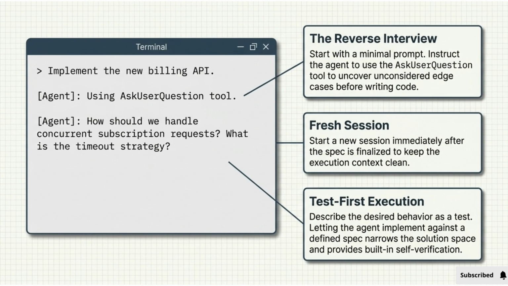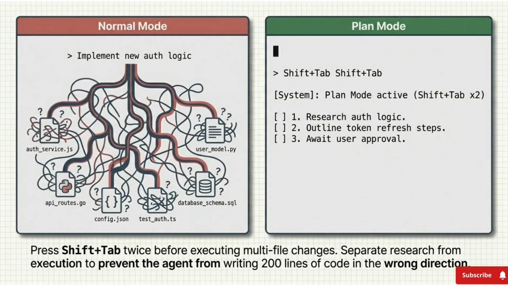Implement the reverse interview by instructing the agent to use the *ask user question tool before writing code. Use fresh sessions for execution and describe desired behavior as a test for test-first execution. For multi-file changes, press Shift+Tab twice to activate plan mode. This separates research from execution, preventing the agent from generating large amounts of code in the wrong direction.